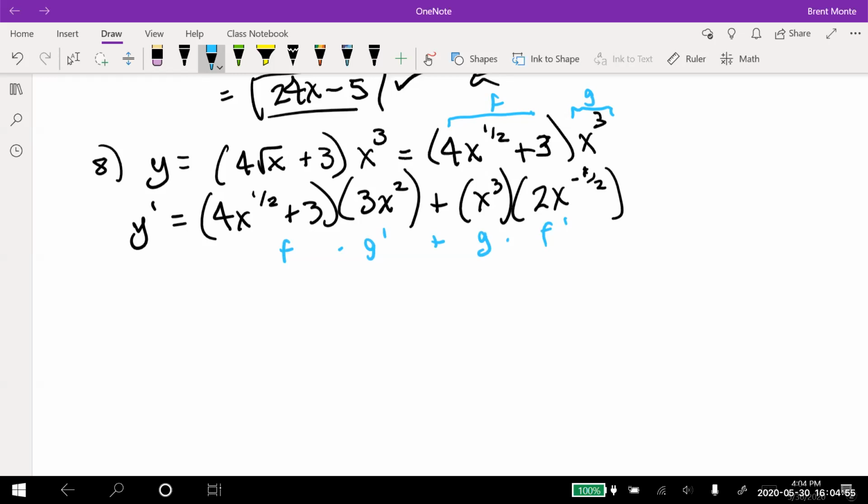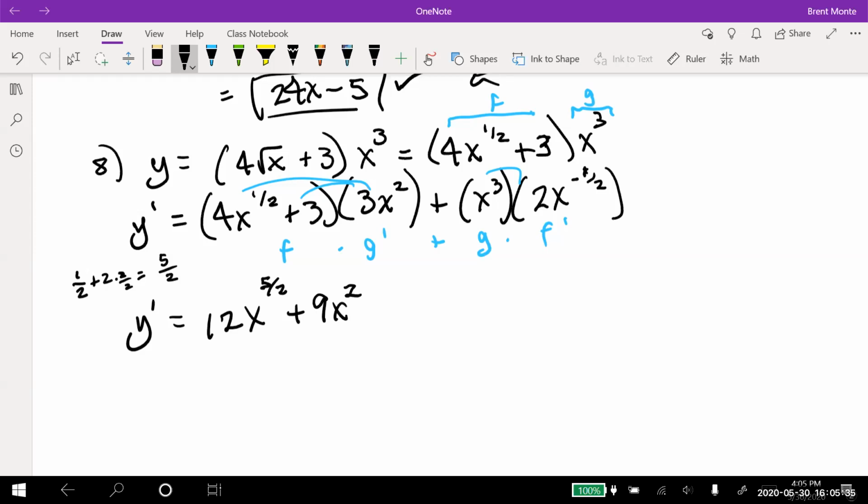Now I will simplify this as far as I can. So let's distribute in here, multiply these two together, and we'll combine any like terms we have. So I get y prime is equal to, let's see, the 4 times the 3 is 12. Now I'm adding the exponents. I've got the 1/2 plus 2, but I'm multiplying that by 2 over 2 to get a common denominator. So that's 4 halves. So when I add together, it's 5 halves. So it's 12x to the 5 halves. And then plus 9x squared. And I multiply over here. Now I have 3 minus a half, which is 2.5. And again, 2.5 is 5 halves. So plus 2x to the 5 halves.